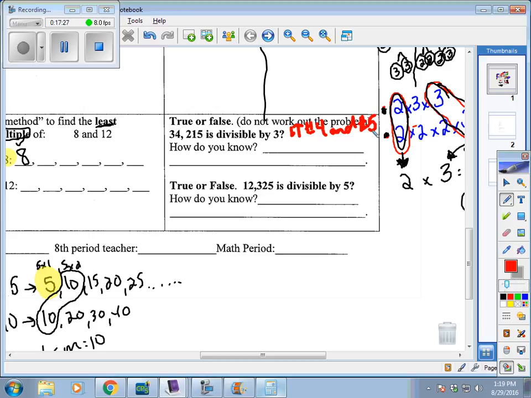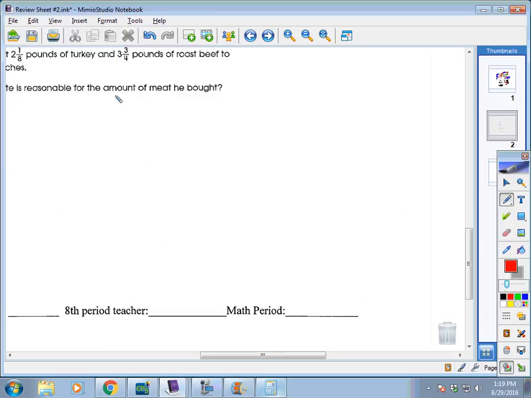There's a big black sheet that's really hard to read, but you can read it well enough, and it'll tell you how to know if something is divisible by 3 and by 5. Just make sure you not only circle either true or false on both of those, you need to explain on both of them. Okay? Next page.